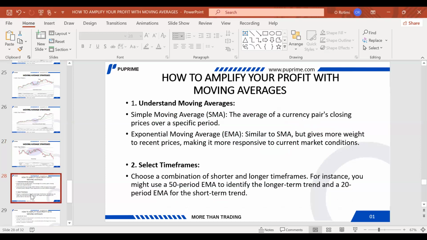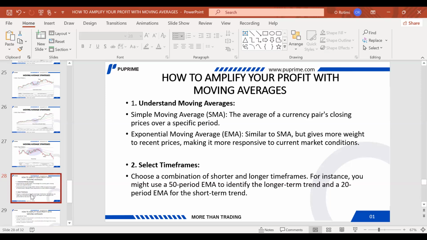So how do you amplify your trading with these moving averages? Number one is that you need to understand moving averages. The simple moving average is the average of a currency pair's closing prices over a specific period, and the exponential moving average is similar to the SMA, but gives more weight to recent prices, making it more responsive to current market conditions. So you need to first of all understand the type of moving average you want to use. It's very important if you must use moving average to generate a trading signal. Number two is you need to select time frames.